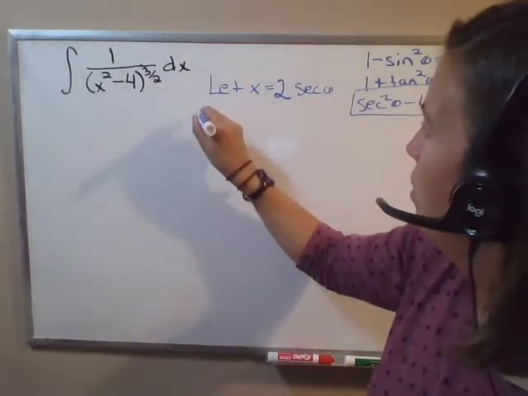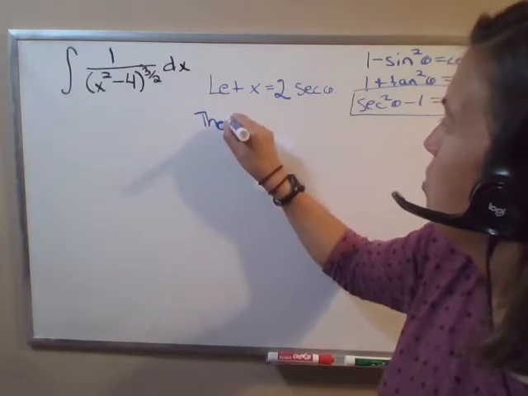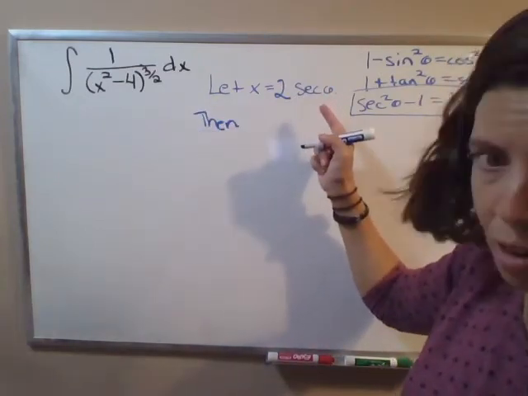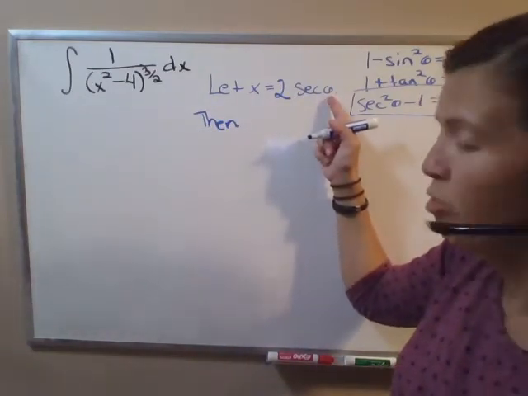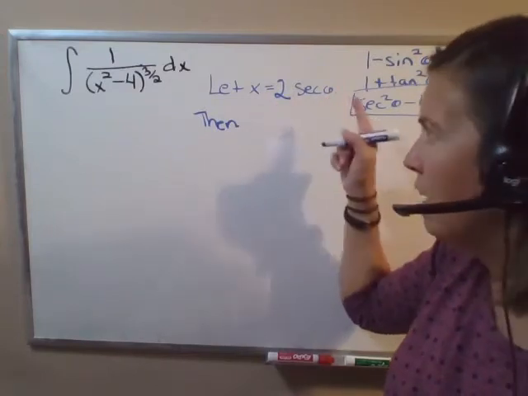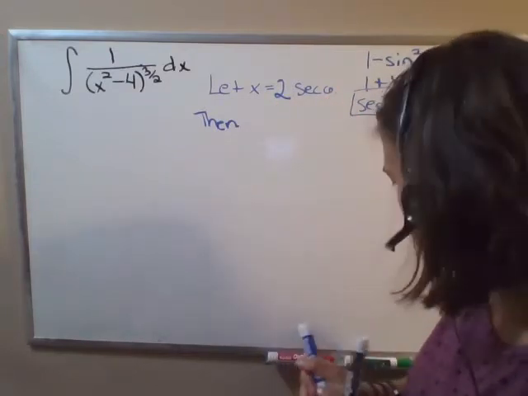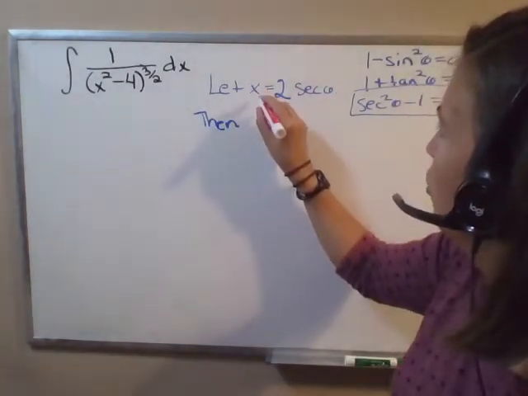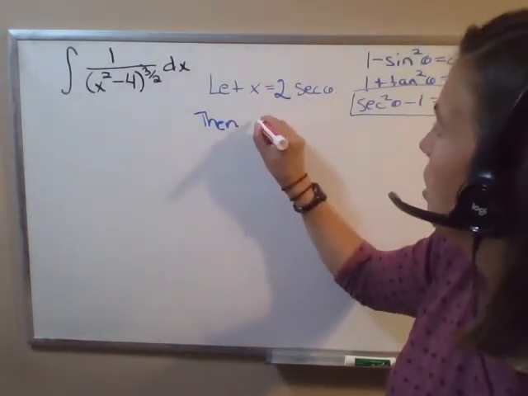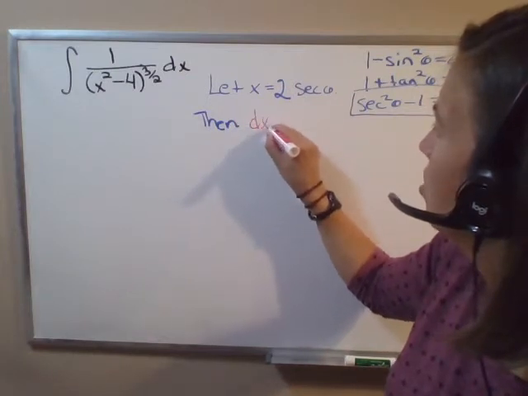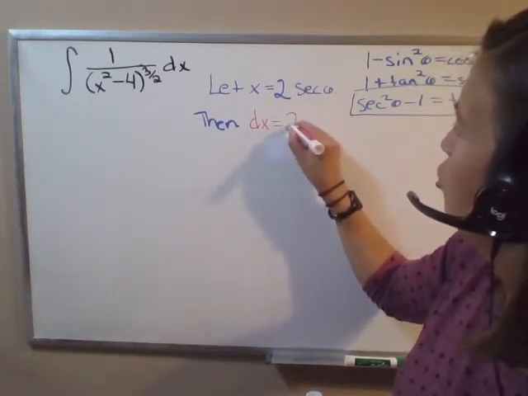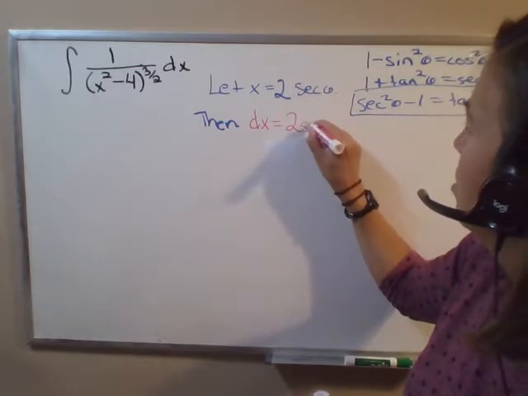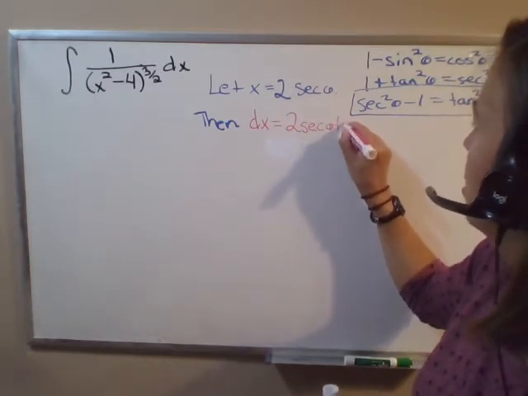Now remember, as soon as you choose a substitution, 2 things about this, I know I've said it before, but make sure you use a different variable here. Don't write x equals 2 secant x, because that doesn't make sense. And don't forget to convert your differential. If you're going to change x to this trig function, then that's also going to change your dx. dx then will be 2 times the derivative of secant, which is secant theta times tangent theta.